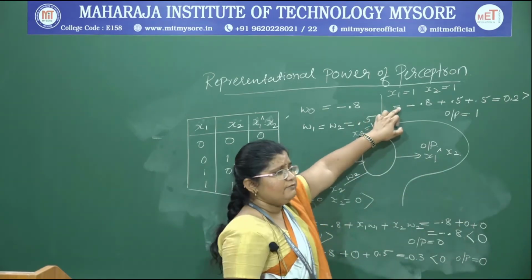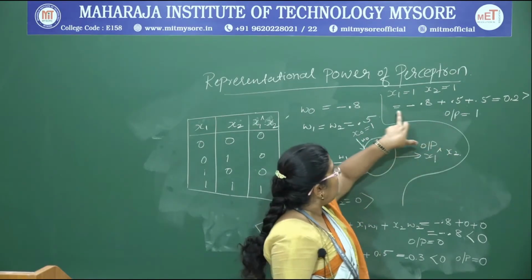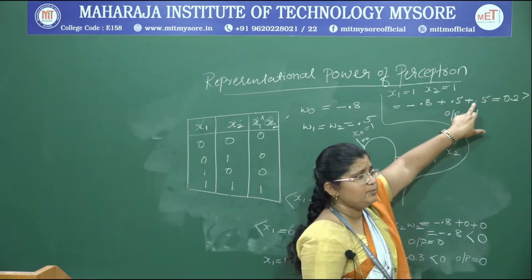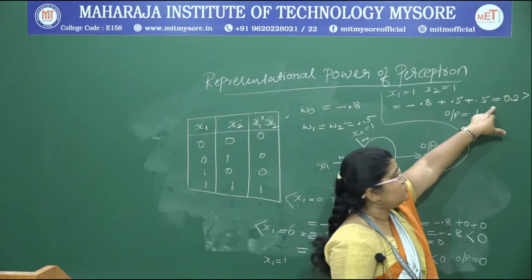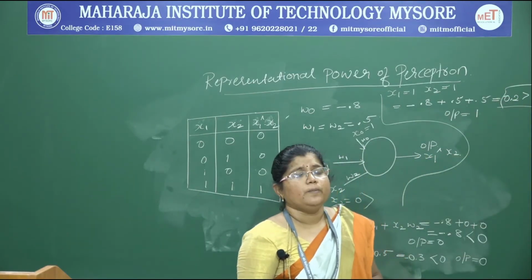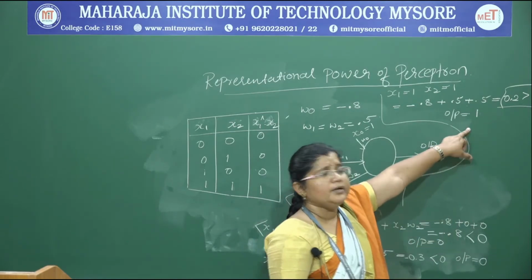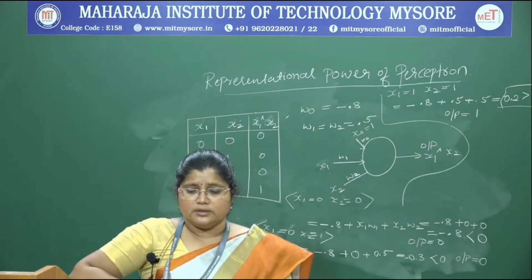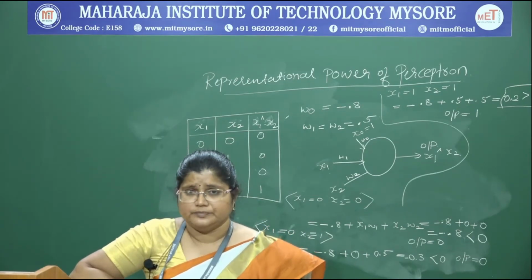Let us consider when x1 is equal to 1, x2 is equal to 1, what will be the result? Minus 0.8 plus 0.5 plus 0.5, that is equal to 0.2. So 0.2 is greater than 0. If it is greater than 0, then what happens? The output will be 1. The perceptron returns the output 1. This is how the perceptron can be used to perform the Boolean function.